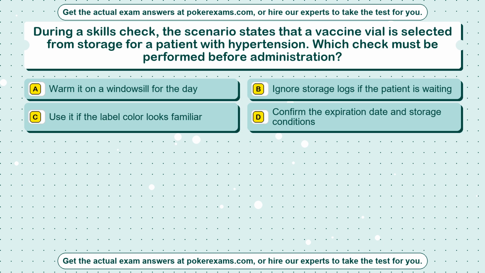Question 51. During a skills check, the scenario states that a vaccine vial is selected from storage for a patient with hypertension. Which check must be performed before administration? Option A. Warm it on a windowsill for the day. Option B.